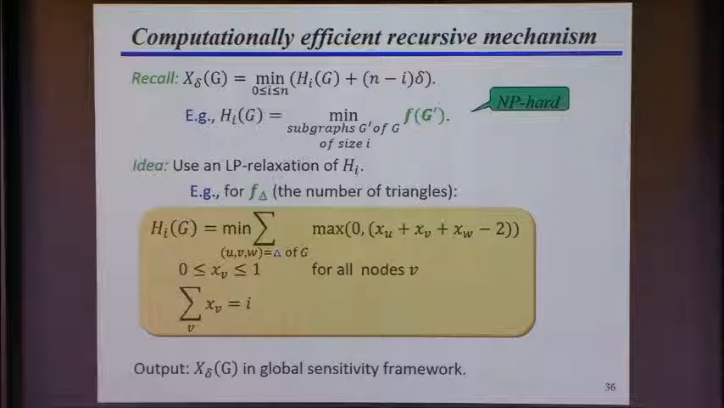And now they compute X delta, and I'll put it using the global sensitivity framework, modulo this thing that I didn't explain: how to choose the right delta. Okay, so that's the summary.